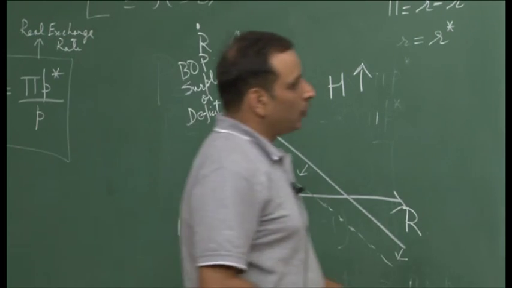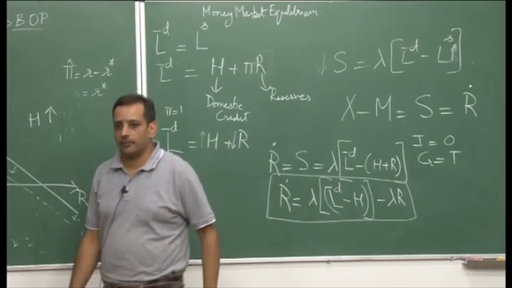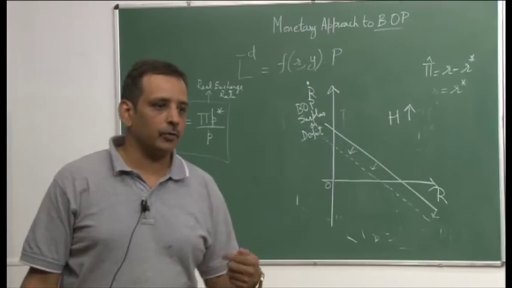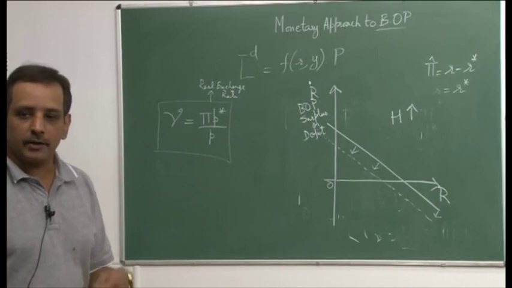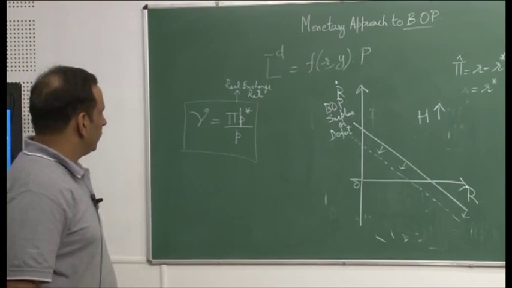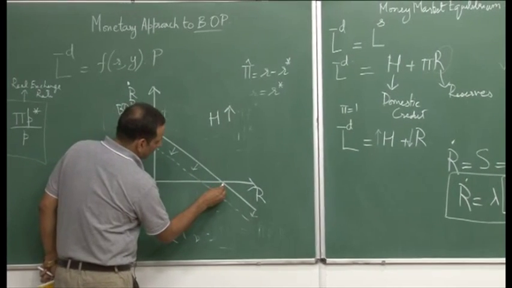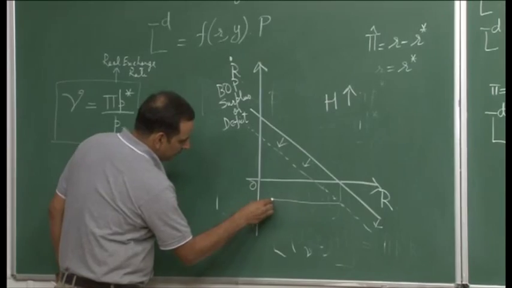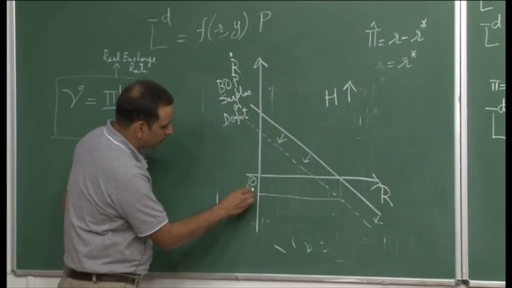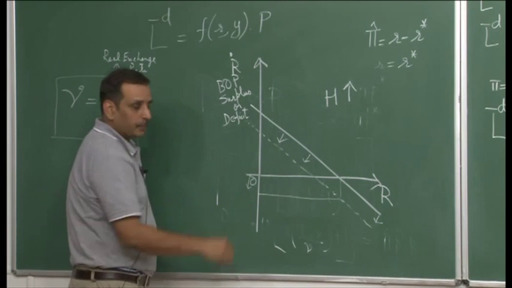So, when h goes up, that is the domestic credit going up, there is excess supply of money. Excess supply of money is equivalent to saying there is excess demand for goods, excess demand in the goods and the bond market. So, you have a balance of payment deficit. So, in the short run, if h goes up, please have a look at the balance of payment. It falls below 0, you have a balance of payment deficit. Anything above 0 is surplus, anything below 0 is deficit.